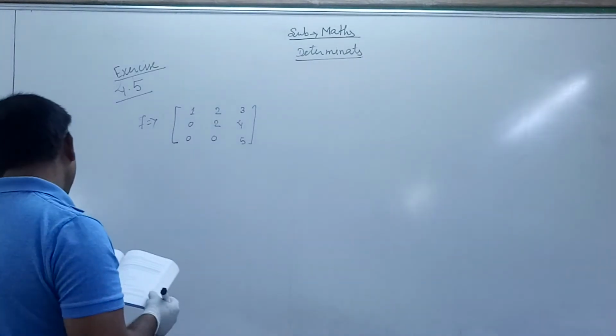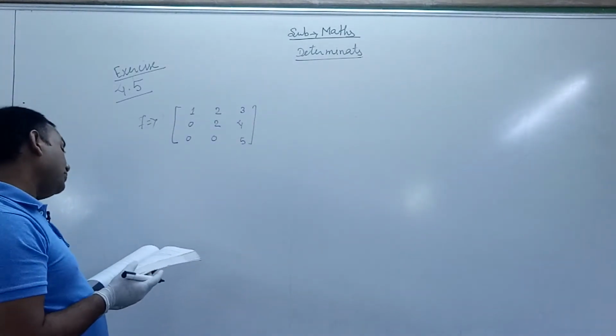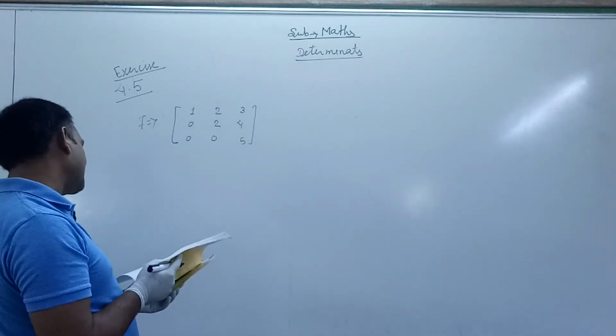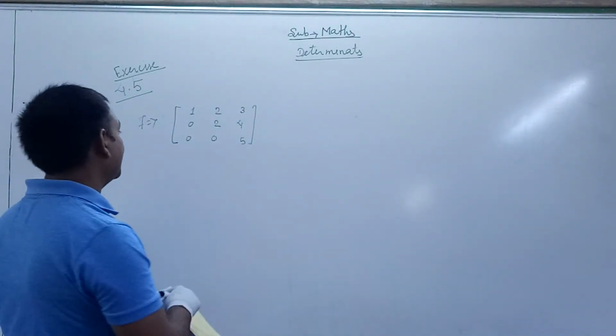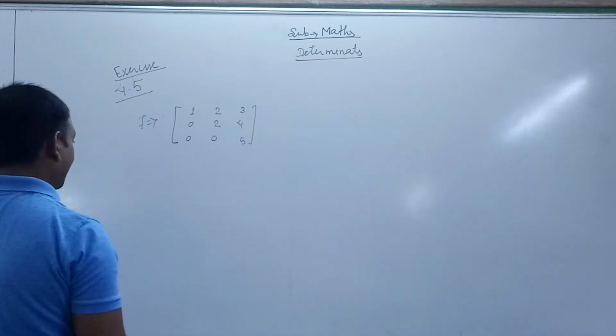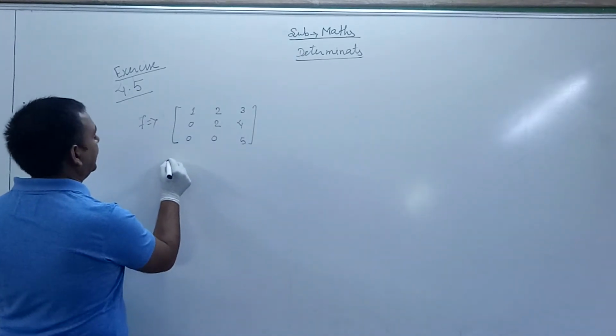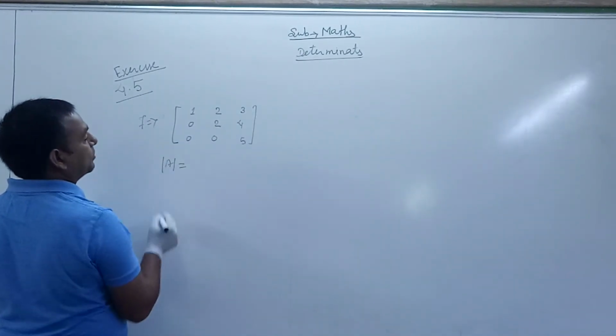Find the inverse of each matrix, if it exists, in questions 5 to 10. Okay, so I take question number 5. First I find the value of mod A.